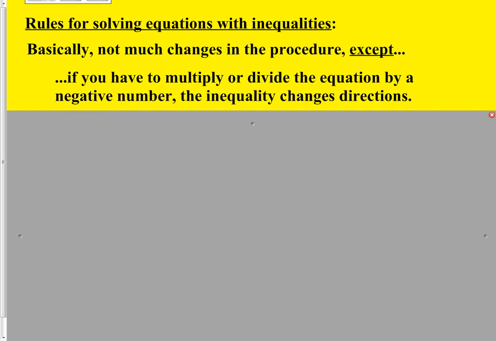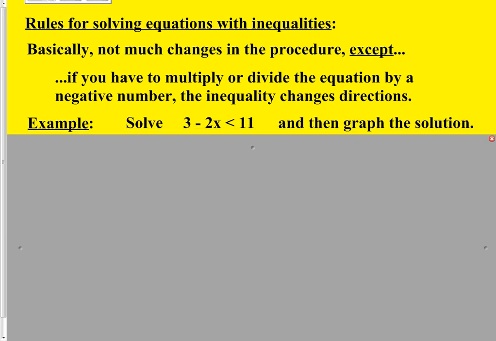Now, there is only one rule change with any substance to it for solving inequalities. Okay, not much changes in the procedure except for one thing. If while solving for your variable you find it necessary to multiply or divide by a negative number, then that changes the direction of the inequality. Okay, again, only multiplying or dividing by a negative value will cause the inequality to change its direction.